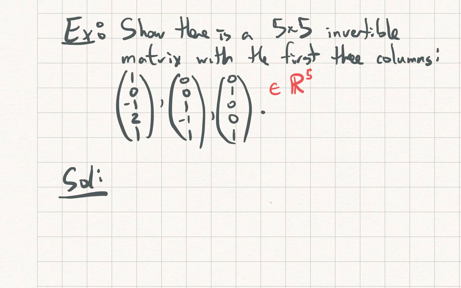Imagine that I wanted to take linear combinations of these three guys to make the zero vector, so all zeros. Well, first of all, since these guys are both zero in the first entry, that tells you that the coefficient for this guy has to be zero. So I know I need a zero here.